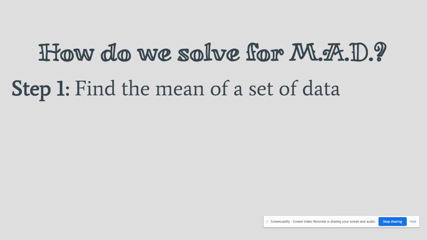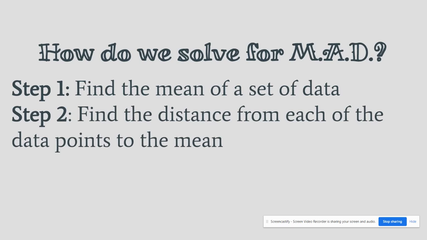So how do we solve for MAD? There's 4 steps. First, we find the mean of a set of data by adding all of our data points and dividing by the number of data points we added. Step 2, find the distance from each of your data points to the mean. So after you find the mean in step 1, you're going to subtract the data point and the mean from each other.